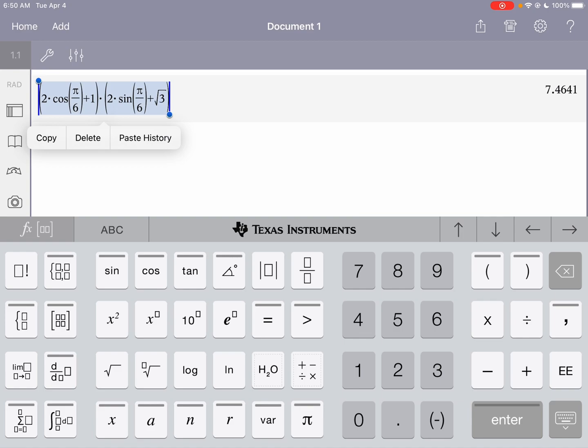So if I go up and I just press enter, then I don't have to retype the equation, and I can just edit the angle that I typed in. So the next angle is pi over 3. So I'm going to just change the 6 to a 3. In both of my angles, you got to make sure you do both of them.